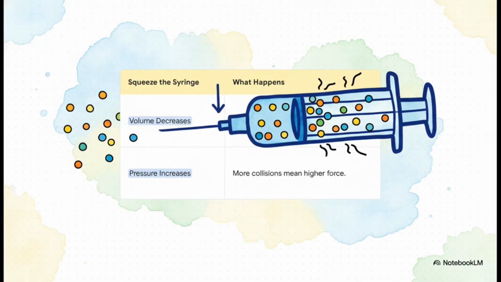Let's make this real. Think about a syringe. When you push that plunger in, what are you doing? You're making the volume smaller, right? You're shrinking the arena. And now all those gas particles are jammed into a way smaller space. They're bouncing off the walls like crazy because there's nowhere else to go. So less space means more collisions, and more collisions mean, you got it, higher pressure.